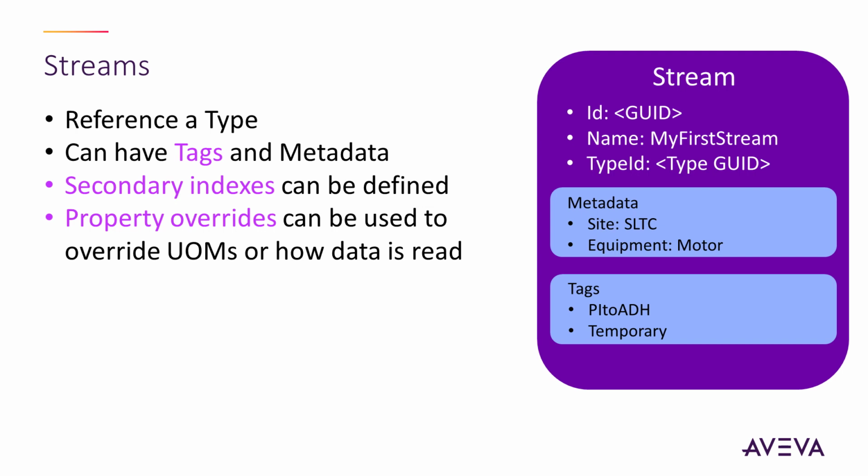On our streams, we have the option to define secondary indexes, and we also can define property overrides that can be used to override units of measure or how data is read, for example, changing the interpolation mode of the stream.